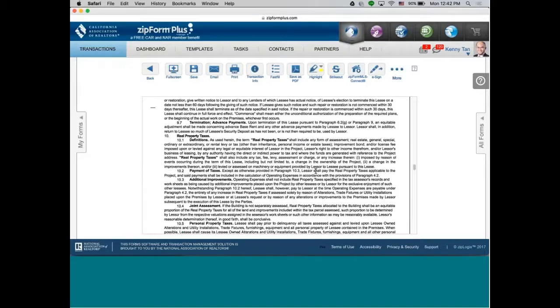So here it says, except as otherwise provided in paragraph 10.3, lessor shall pay the real property taxes applicable to the project, and said payment shall be included in the calculation of operating expenses in accordance with the provision of paragraph 4.3. Now we gather that in every year the property tax will go up. So you know whether or not other expenses cause the operating expense to increase, for sure, there's one expense that always causes the property operating expense to increase. That will be the property tax.